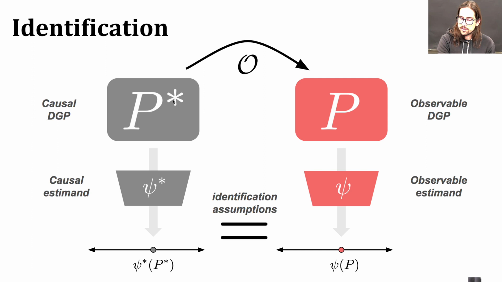That transforms this data generating process into P, which is the observable data generating process. And then we have two estimands. So there's psi star, which is the causal estimand. This is a thing that's defined. You can think of this as a function that takes the causal data generating process and gives you a number. And then you have some other estimand, which I call the observable estimand, which takes as an input the observable data generating process and gives you a number out. And it just so happens that these things give you the same answer under these assumptions that you've made, like treatment is randomized.